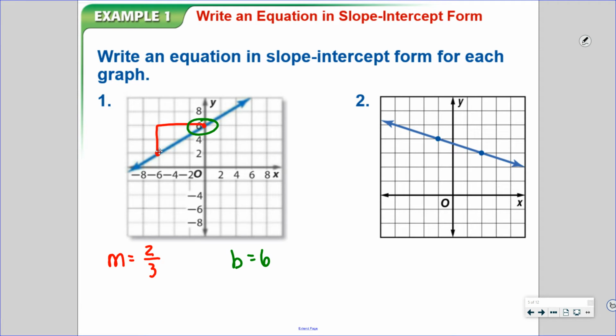Beautiful. So to write this in slope-intercept form, y equals mx plus b, we just plug in positive 2/3 for our slope and positive 6 for our y-intercept.